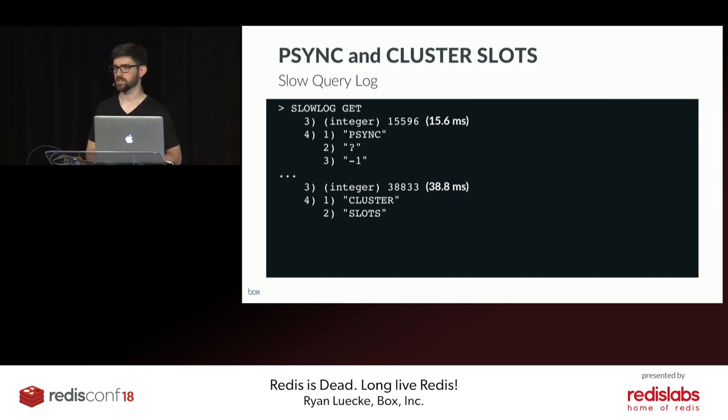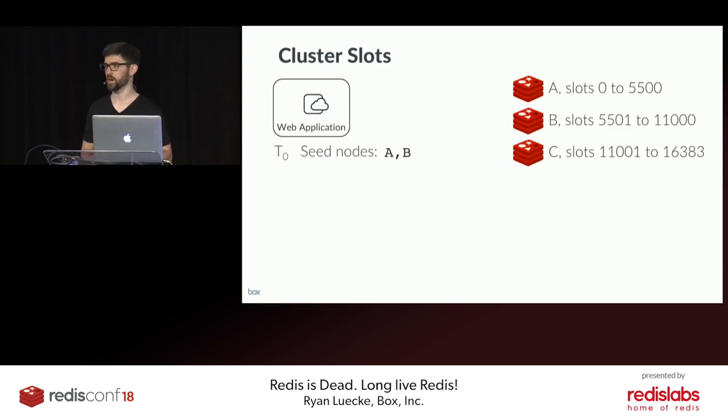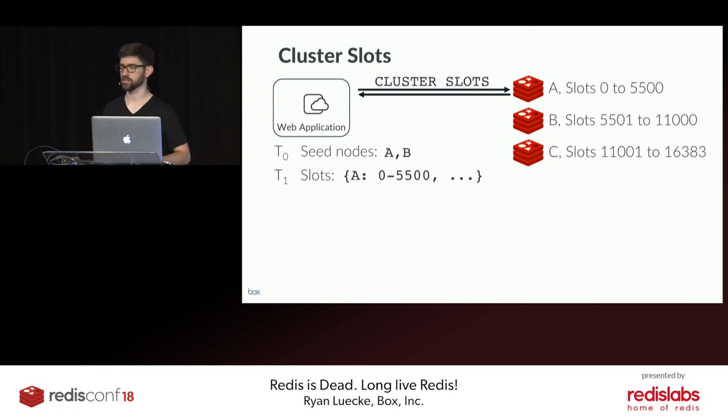Now, cluster slots is potentially happening much more frequently than psync. So first, I have to talk a little bit about what is cluster slots. Let's say we're the web application, and at time zero, we know that there are two nodes in Redis cluster. We know their addresses. There are nodes A and B. Those are our seed nodes. Before we can make a request to the cluster, our client has to update its understanding of what the configuration of the cluster is. Since cluster configuration is dynamic and maintained by the cluster, we have to ask the cluster for cluster slots. It responds back with the nodes that own each slot range. So in this case, A owns 0 through 5500, and so on.